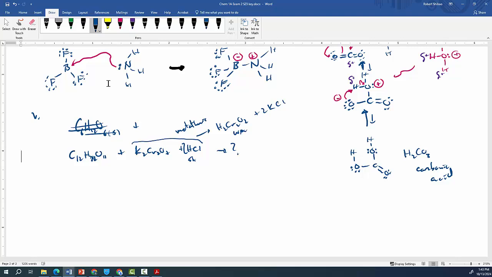But we have to worry, because when we look at this, dichromate is a strong oxidizer. And so there is potential for redox here. We have a strong oxidizer in the presence of acid. And then we look at sugar. Sugars are good reducers. Sugars are good fuels. So this is a reducer.